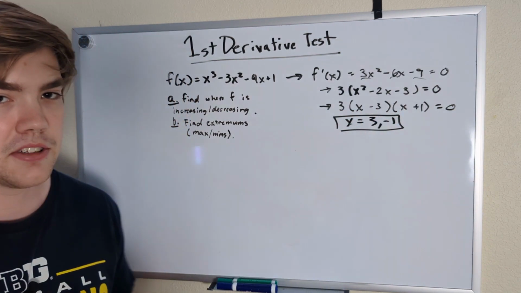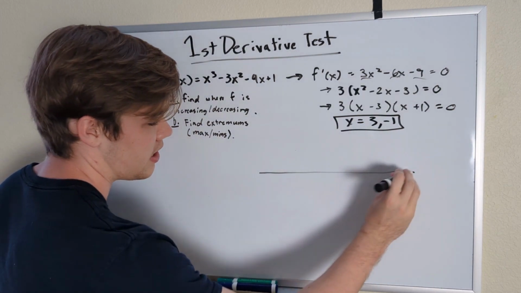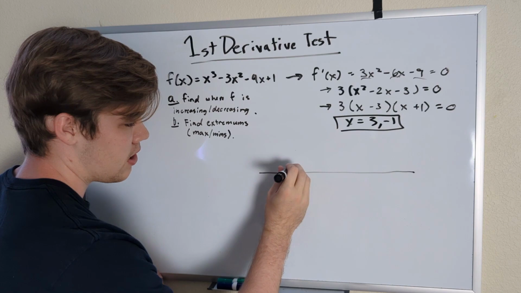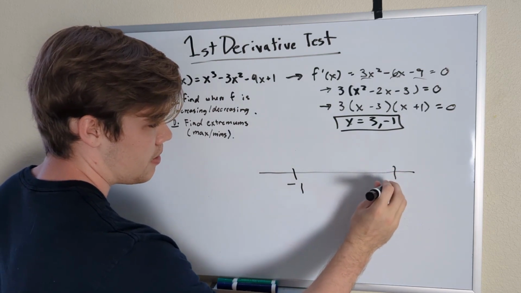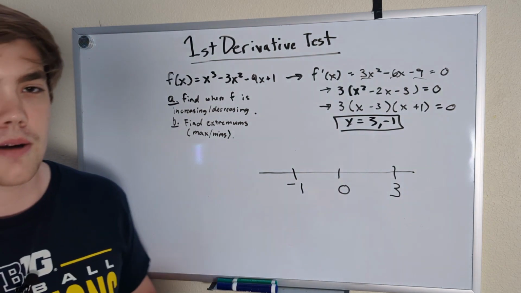And we'll need these when we build our sign chart, which we're going to do next. Let's build out that sign chart. Our sign chart will look something like this. I'm going to mark -1 here, 3 will be way over here, and I'm going to mark 0. I know that's not even, but for our purposes, it's fine.